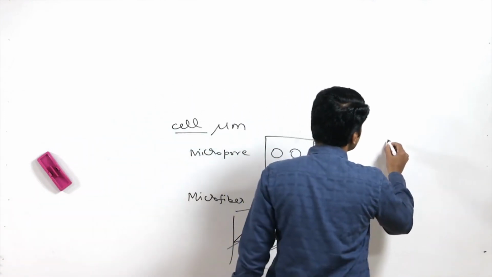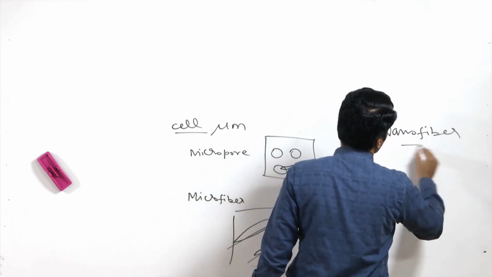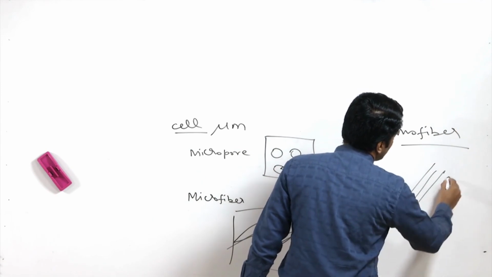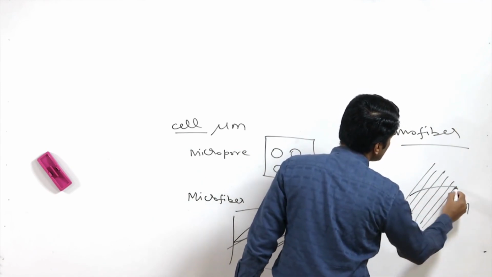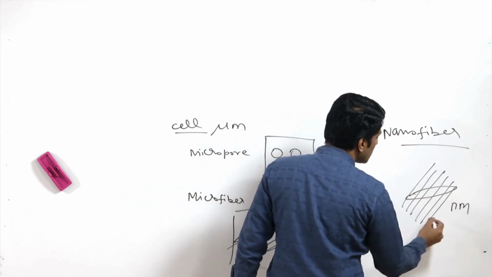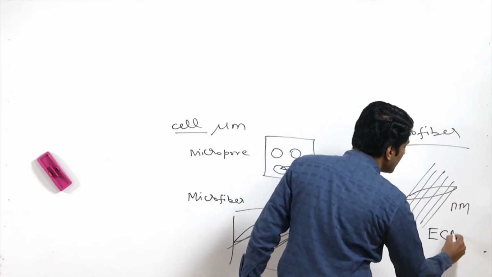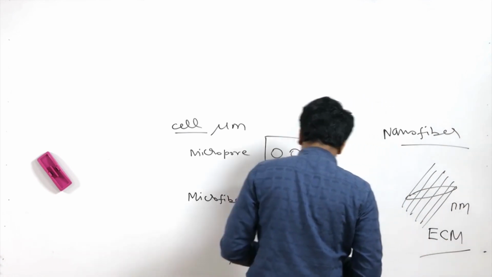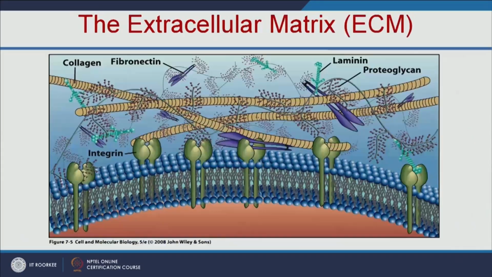But when you use the nanofiber, the fiber size is in the range of nanometers and your cell is in the range of micrometers. So each cell can bind and attach to thousands of nanofibers. So it exactly mimics your ECM, extracellular matrix. That's why we need a nanofibrous scaffold for tissue engineering applications.